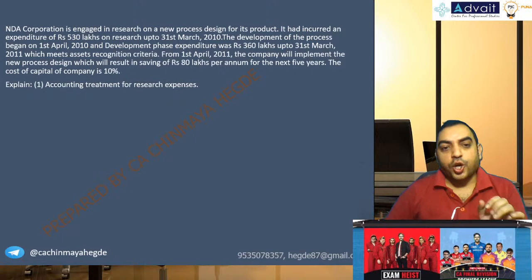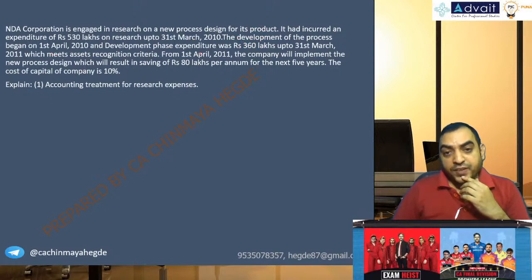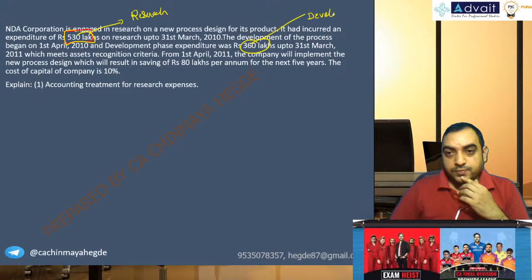Okay. NDA Corporation is engaged in research on a new process design for its product. It had incurred an expenditure of 530 lakhs up to 2010. The development process began on 1st April 2010 and the development phase expenditure was 360. So 530 was research expense, and the development expenditure is 360 lakhs. So this is development expenditure.